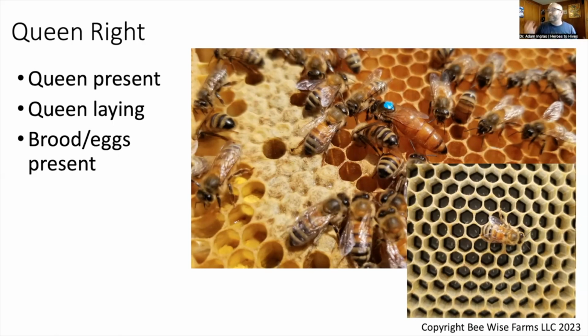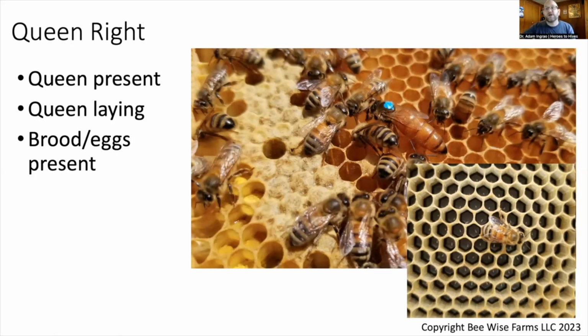Now, being sure that you're queen right is something that you're going to have to work on as a beekeeper. This is one of the most critical things for you to be able to see during an inspection: being able to determine if you're queen right.